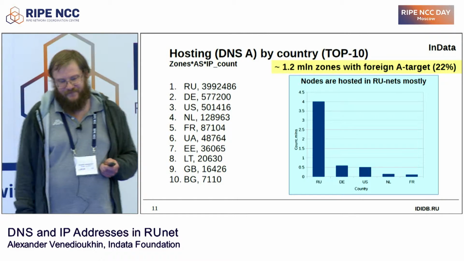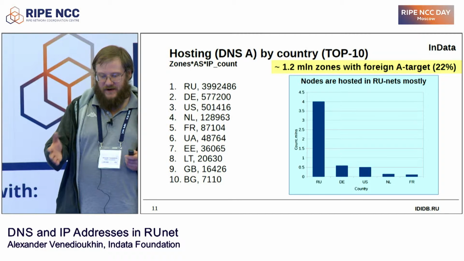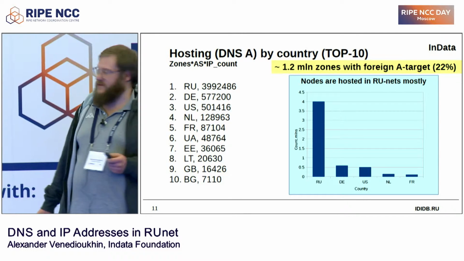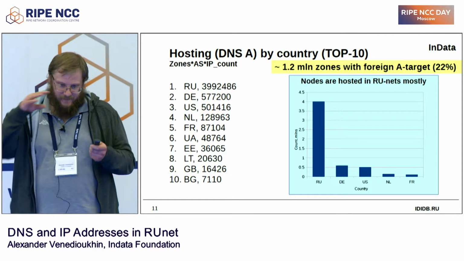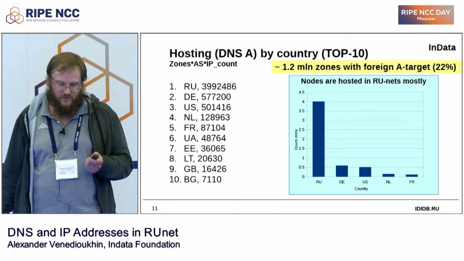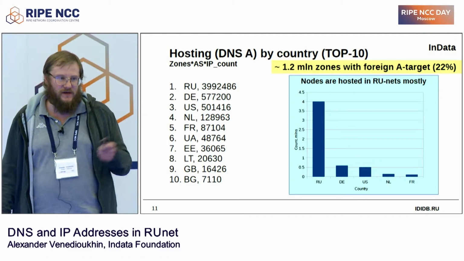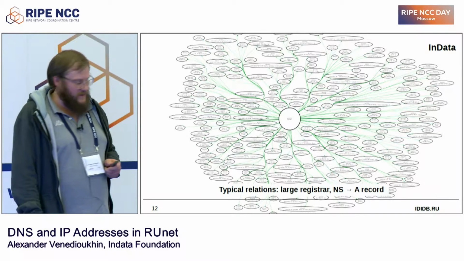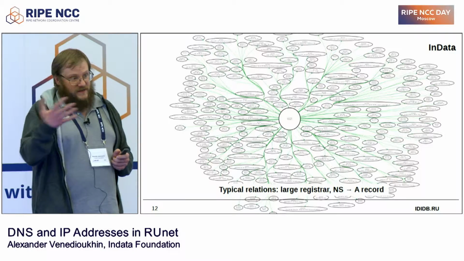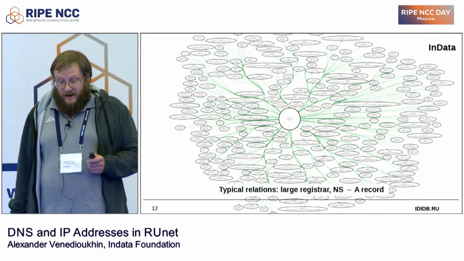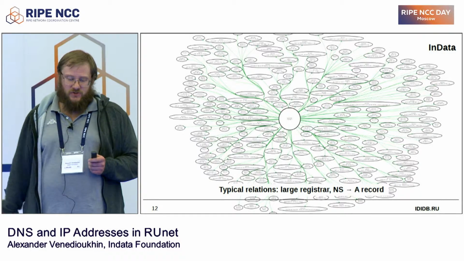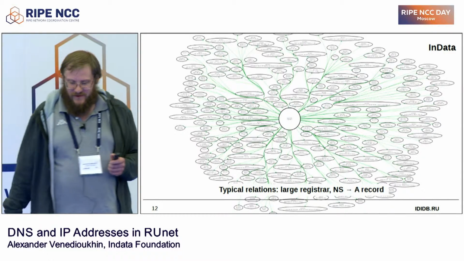The same graph, but using A records. This is hosting. A similar picture. And yet more than 1 million resources are located, or they point to a foreign system. It doesn't mean that they're necessarily located physically in a foreign location. It may be a foreign autonomous system, but they could have a site here in Russia, a domestic site.